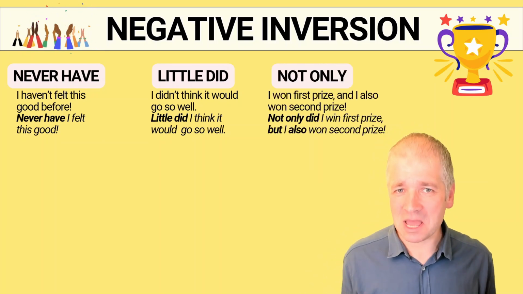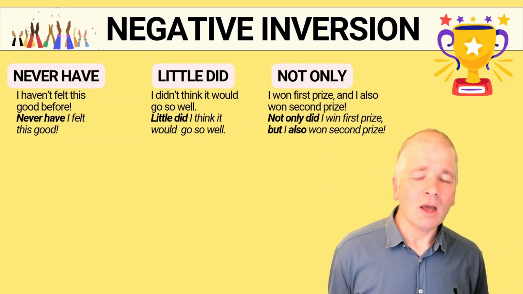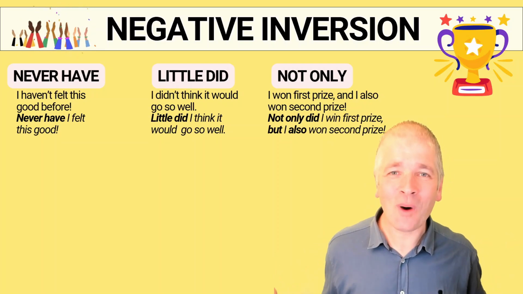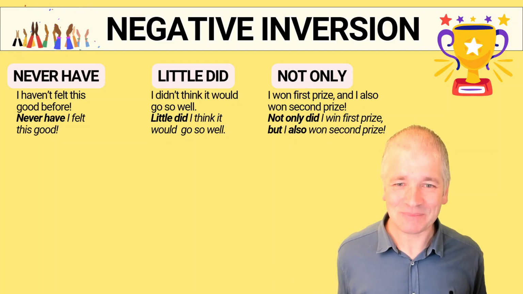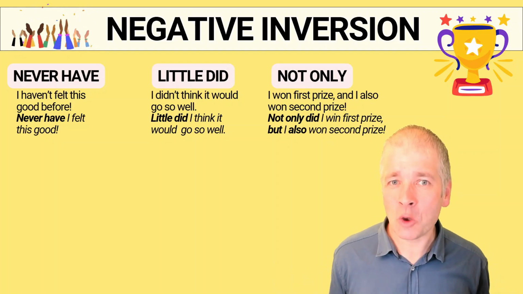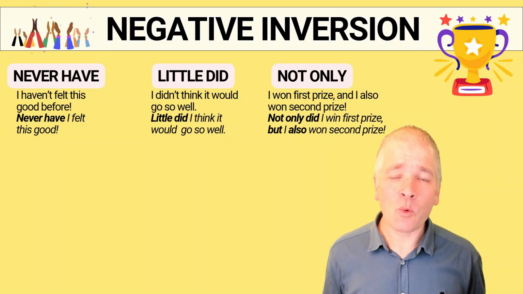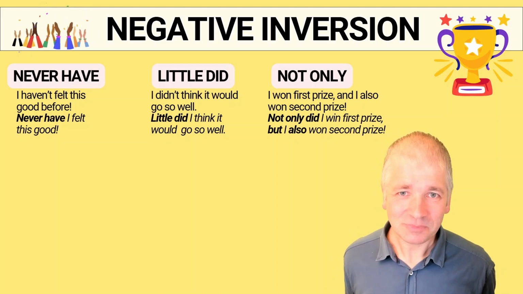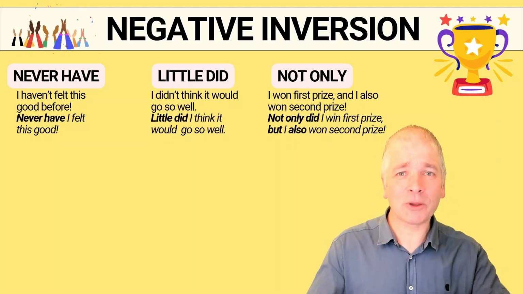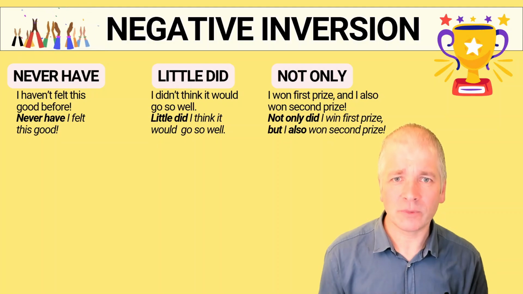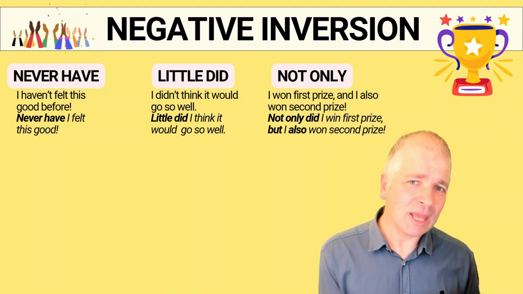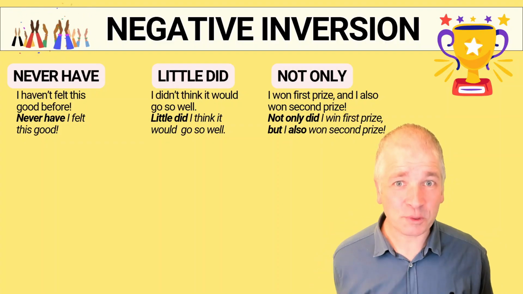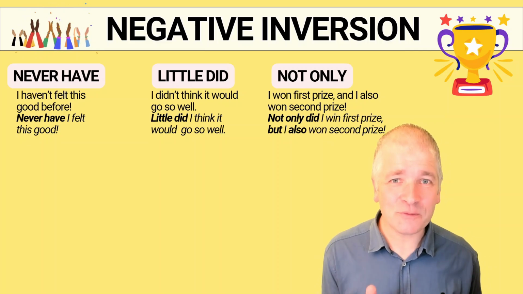Also with not only, but a slight complication here. So let's start with a typical sentence. I won first prize and I also won second prize. What a wonderful day. Let's use negative inversion with not only. Not only did I win first prize, but I also won second prize. So in the first clause, we have our typical negative inversion structure. Negative word not, but here it's two words, not only. Then we have the auxiliary before the subject, did I, then the main verb win.